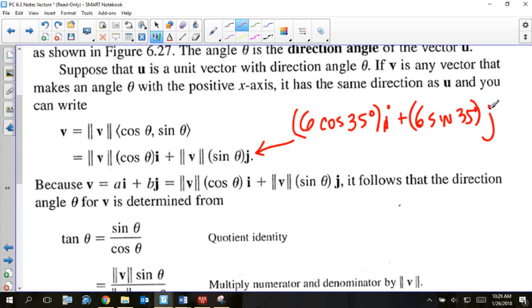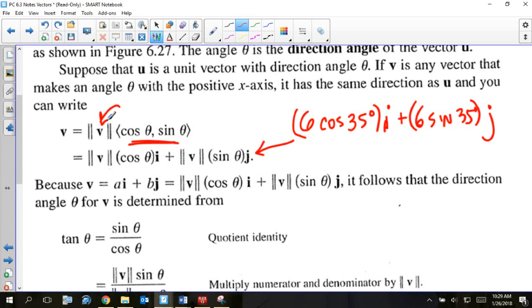6 would be the magnitude. What would be the direction angle? 35 degrees. If they're going to ask you questions like that, because they're going to take this form and write it in different ways. Here's our unit, and then this one has a scalar to make it longer than a unit. So they could be longer than 1 unit, but that would be the magnitude of it.